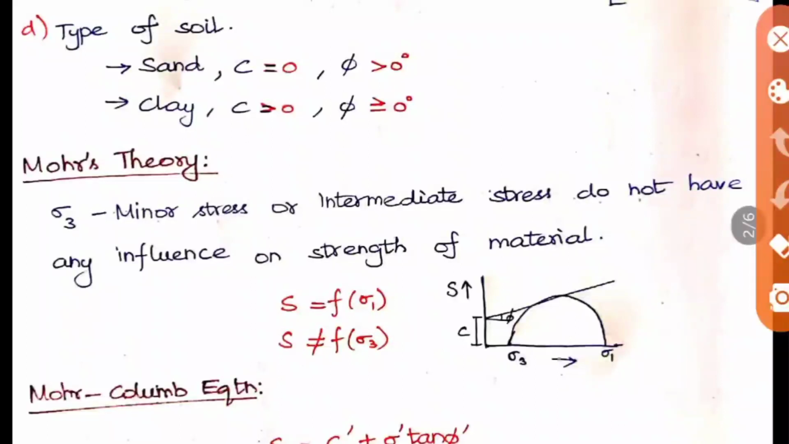And then the second theory. First we saw Coulomb's theory, so now it is Mohr's theory. Here they have drawn this Mohr circle for the soil. There is always a minor stress and a major stress for the soil.